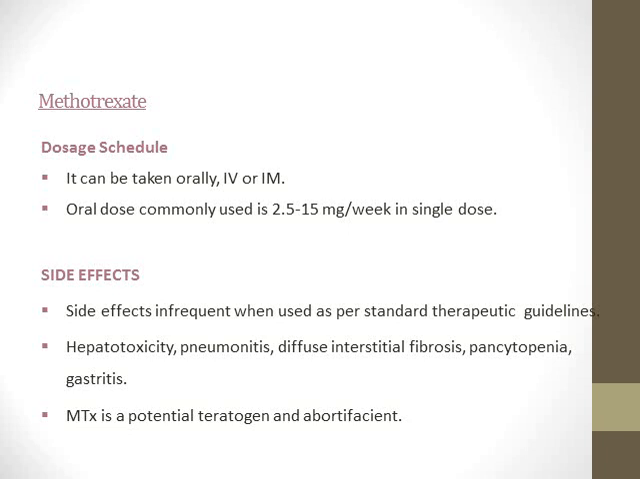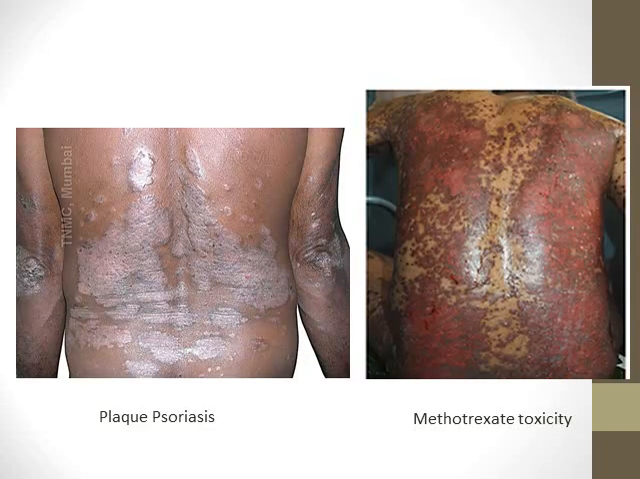Side effects: it can cause hepatotoxicity, pneumonitis, a lot of gastritis, diffuse interstitial fibrosis, pancytopenia. It's a potent teratogen and abortifacient, so you should be very careful in females when you're giving this drug. It can also cause toxicity when you're giving a high dose.